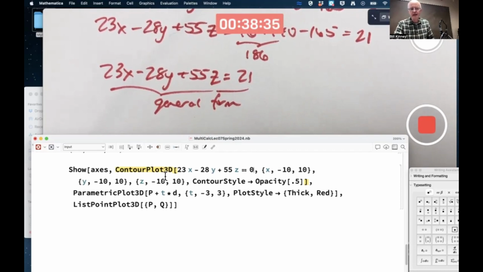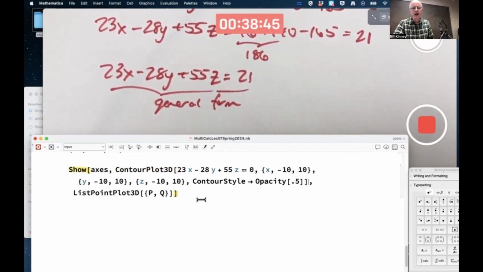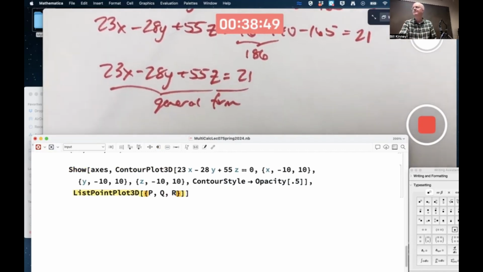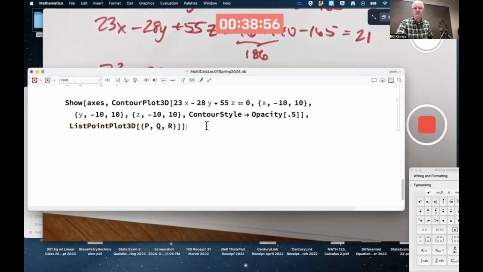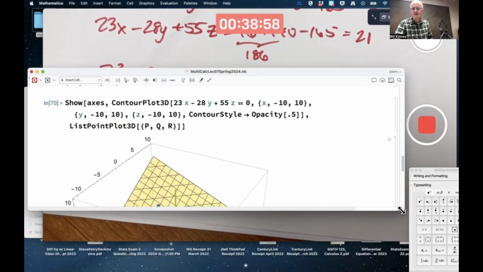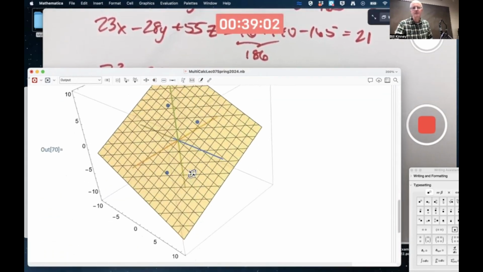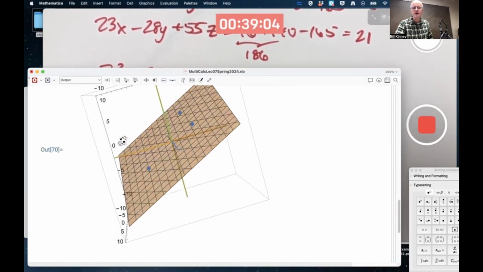So that'll plot the plane. I've also got the axes in there. I don't want to use ParametricPlot anymore because I'm not drawing a curve or a line. I am plotting 3 points though, P, Q, and R, in fact. So we should see a plane with these 3 points in the plane, hopefully. And we do. If you move it around, it does look like those points are in the plane.